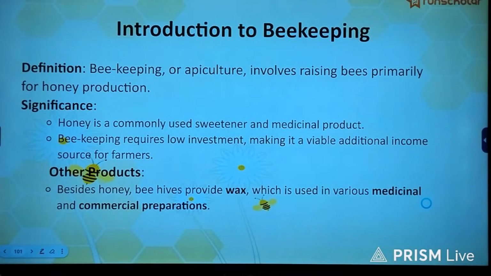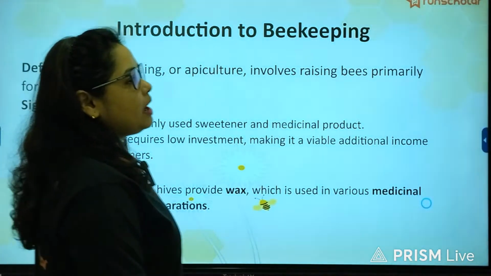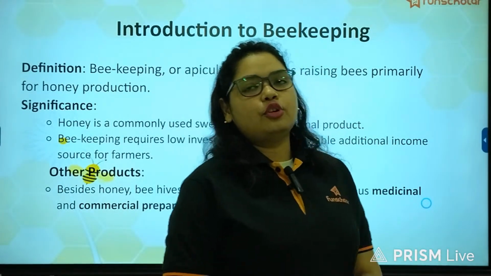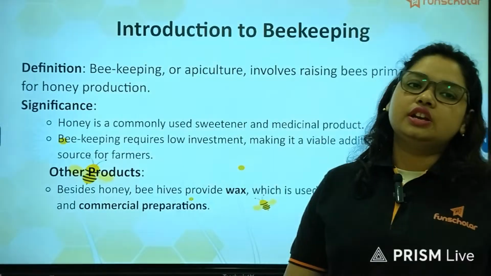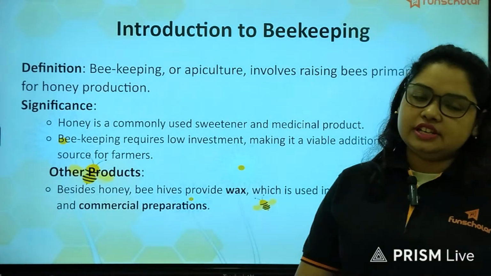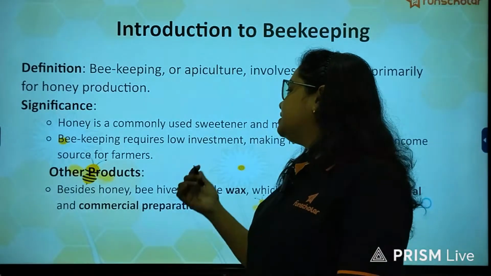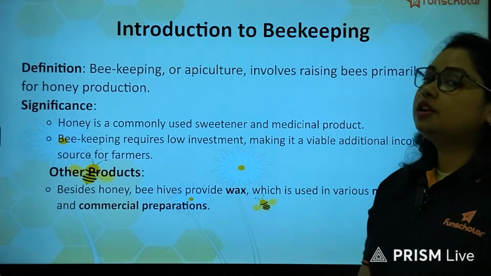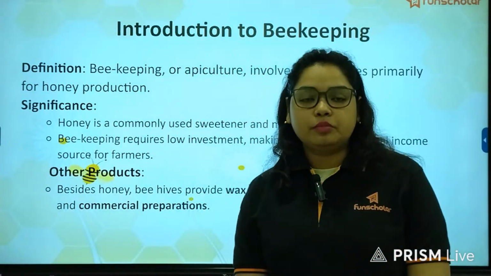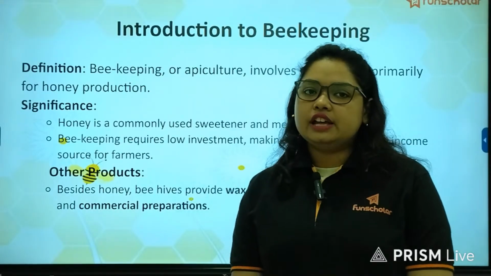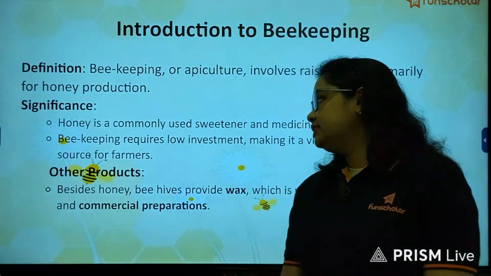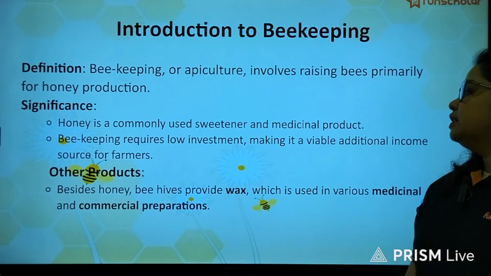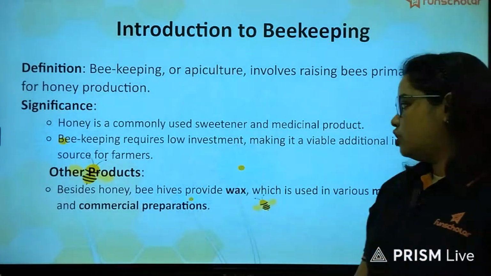So beekeeping or apiculture involves raising bees primarily for honey production, but along with that, the byproducts are similarly used for the cosmetic industry or for any other purpose in our day-to-day life. Significance is that honey is a commercially used sweetener, we know, and also a medicinal product. Many medicines, Ayurvedic medicines particularly, use honey as one of their ingredients. So that is the importance of honey. Then beekeeping requires low investment, making it a viable additional income source for farmers.